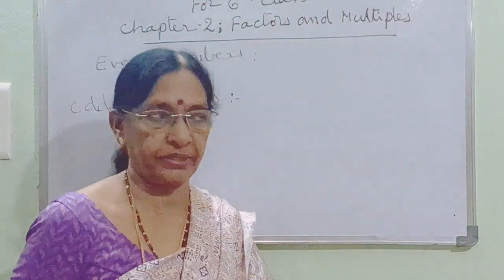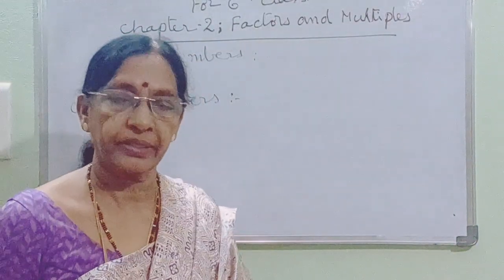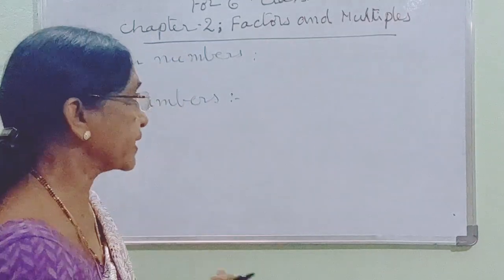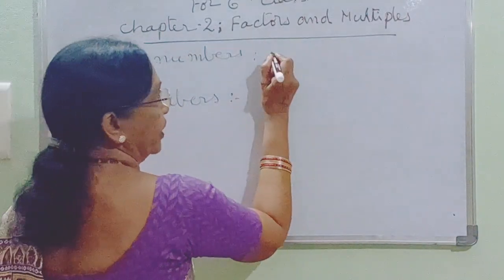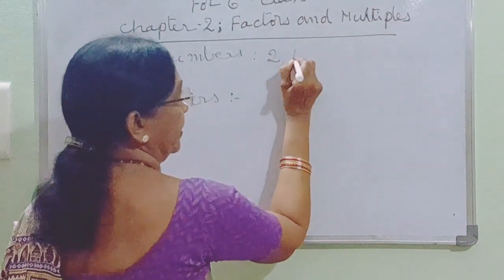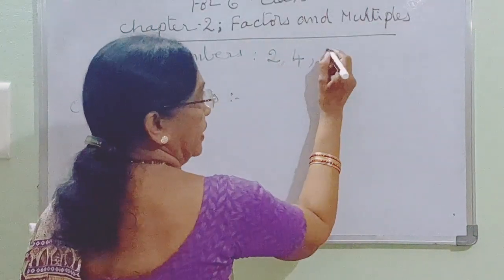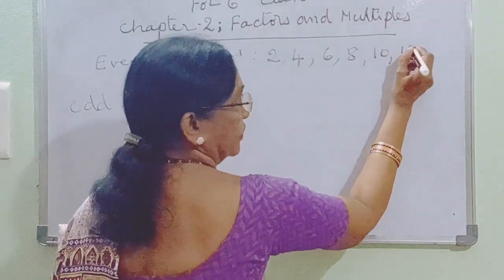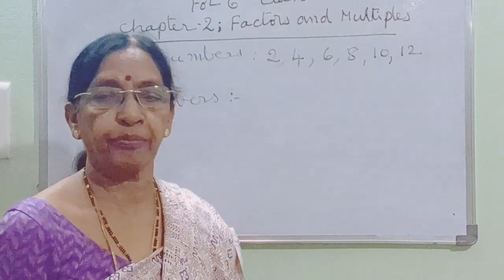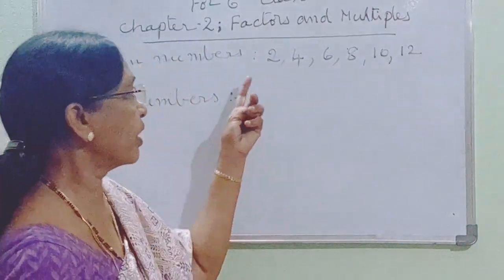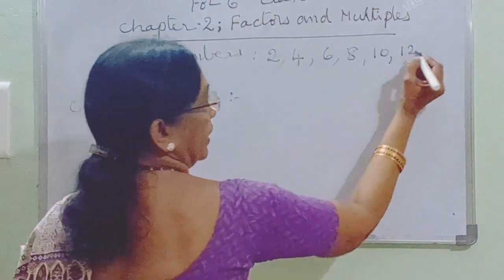Next, even numbers. An even number is a number which is exactly divisible by 2. For example, 2. 2 is divisible by 2. First even number. Next, 4, 6, 8, 10, 12. So, any number which is divisible by 2 is called an even number. The smallest even number is 2.